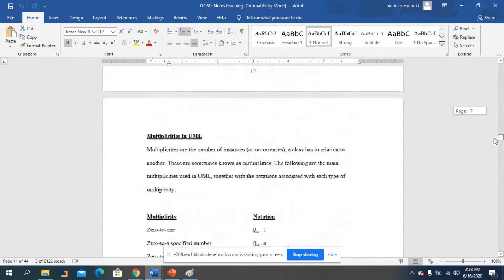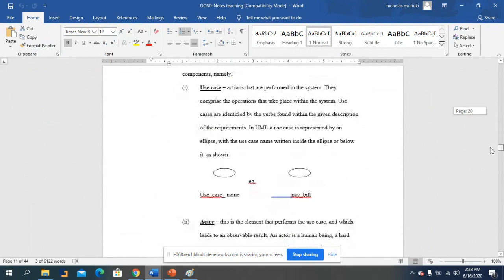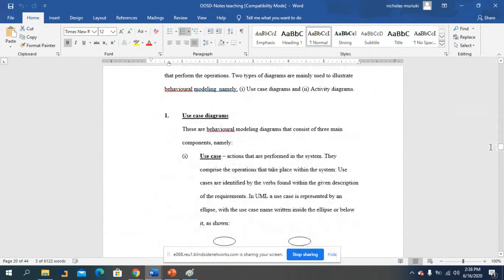And when you talk about behavioral modeling, we have two main kinds. We have use case and activity diagrams. And that's why today I want us to look at those two diagrams and understand how we can come up with different scenarios. We are saying actions that are performed in a system comprise the operations. That is the process that takes place within the system. Just look at the system that you are doing currently. Maybe you have a proposal that you are currently writing, but that proposal has different procedures or different functions that you are supposed to do.